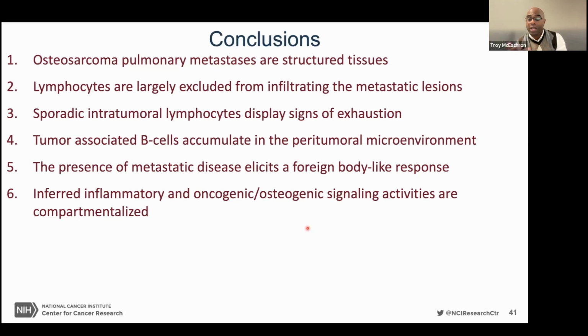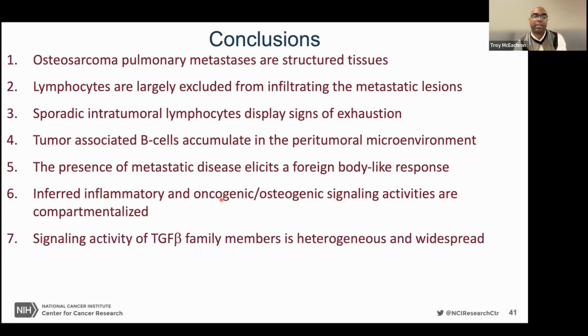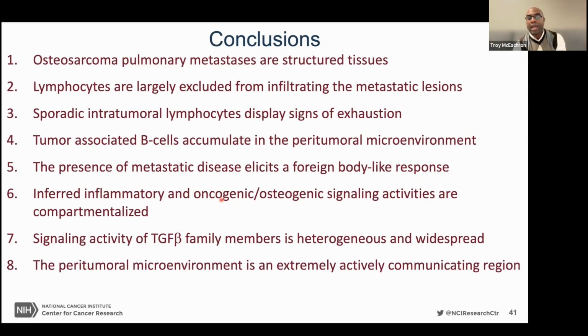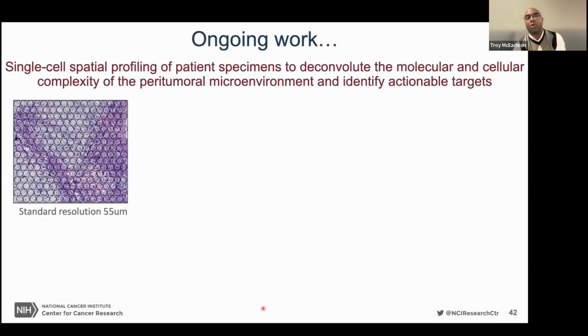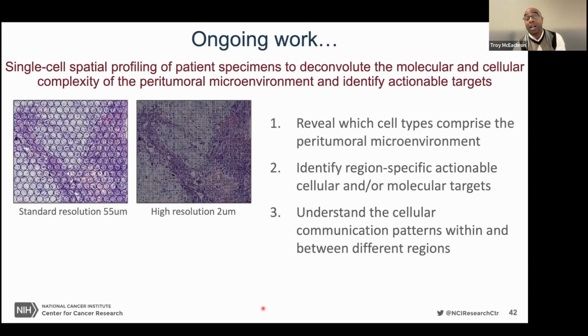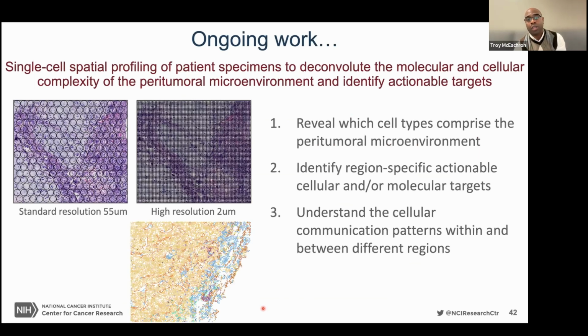So the conclusions are, as we said before, but we'll pick up where we left off. Inferred inflammatory and oncogenic signaling activities are compartmentalized: inflammatory signaling in the periphery, oncogenic signaling inside. TGF-beta family signaling is pretty much heterogeneous and widespread. And the peritumoral environment is highly active in communication, and there are regionally distinct gene expression profiles that are conserved across specimens. So we're going to move forward and try to do this at higher resolution and really try to understand these three different aspects listed here on the right.